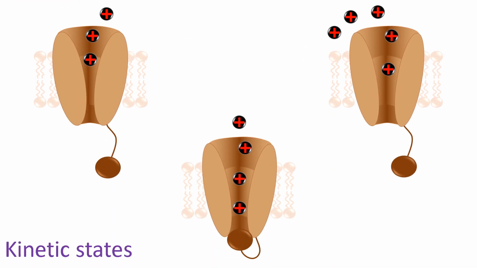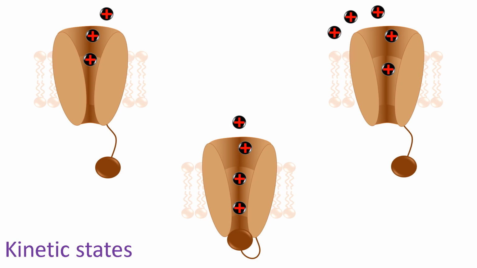To understand how ion channels behave in cells, you need to appreciate that they can exist in different kinetic states, which are different conformations of the channel that dictate when ions can flow. Using an idealized version of a channel, this cartoon illustrates the different kinetic states that a channel can adopt.